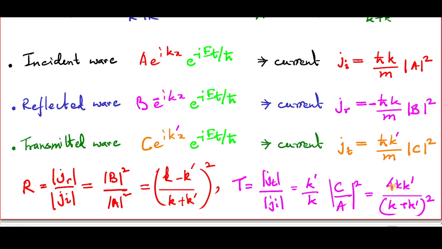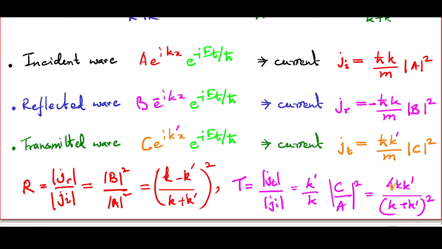The great thing about this result is that if you add R and T, you do get 1, which you expect anyway, because the particle, once it's incident on the step, can either be reflected or transmitted. And that is captured by the fact that R plus T is 1. So this is the standard calculation that is done in textbooks, and this is what we learn in our very first course in quantum mechanics.